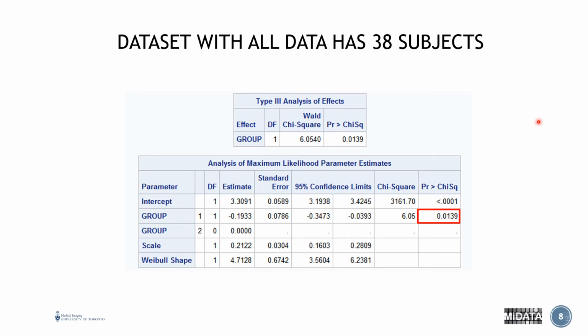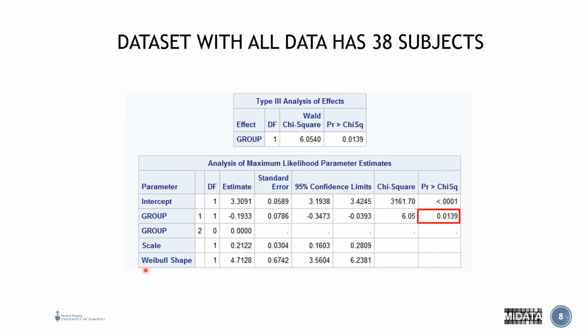So if we use the data set with all 38 subjects, this looks very familiar to you, right? Your type 3 analysis of effects. So meaning, is your group variable significant in the model? And it certainly is. If you look down here at your parameter estimates, of course, here's the same p-value for your chi-square test for group. No surprise, it's the same here for your type 3 analysis of effects, because it's the only variable in the model.